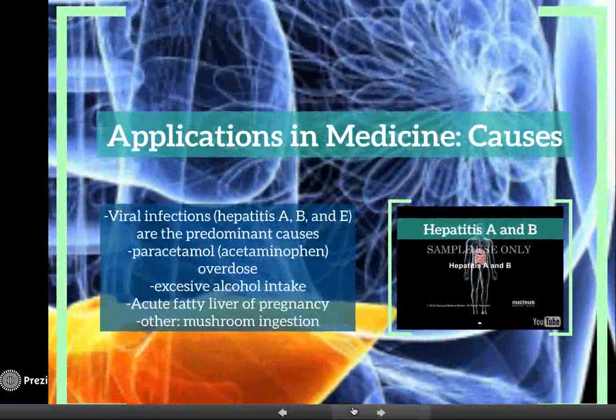So if we continue applications in medicine, we are going to see the causes of this liver failure. First, we have viral infection. Hepatitis A, B, and E are the predominant causes for acute liver failure. Also, acetaminophen overdose. Acetaminophen is also paracetamol. Taking too much of this medication is the most common cause of acute liver failure in the United States.